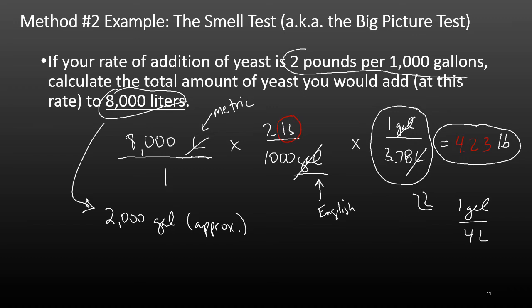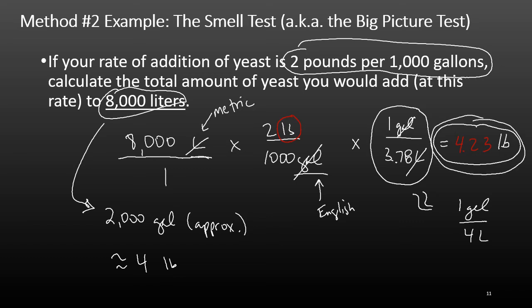That's our addition rate. So 2 pounds per 1,000, if we have 2,000 gallons, that means the answer is going to be approximately 4 pounds. And what do I have? I've got 4.23 pounds. So it looks like this answer that I calculated, 4.23, passes the big picture smell test. If I had inverted one of these factors here, then I'd get a very different number. And so if the smell test said I should be about 4, and say I was at 400, I'd know something was wrong. So it's a matter of just checking my numbers.